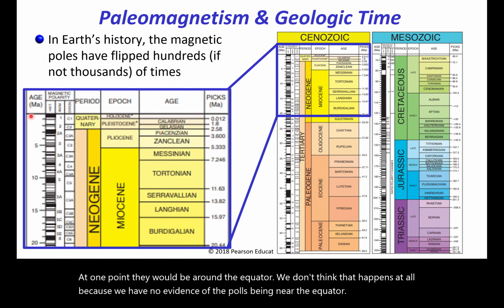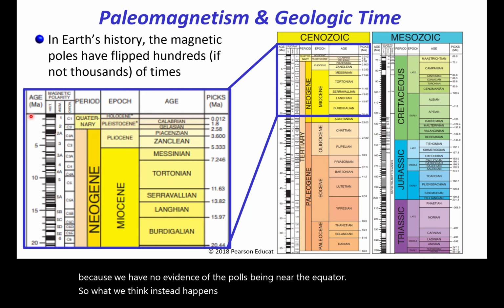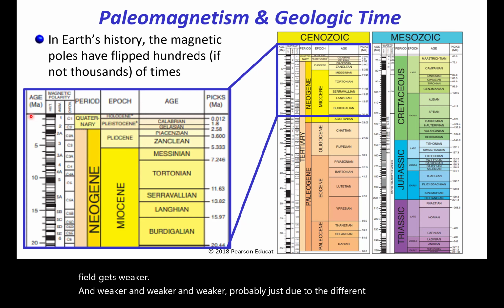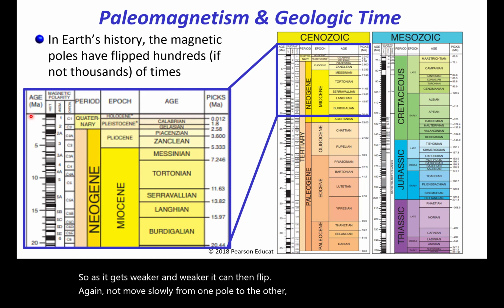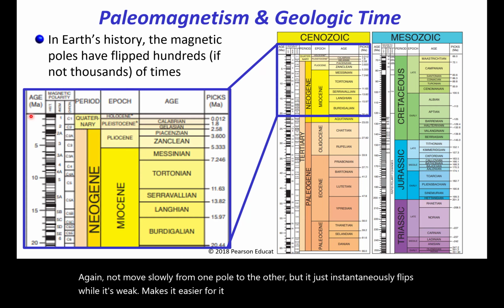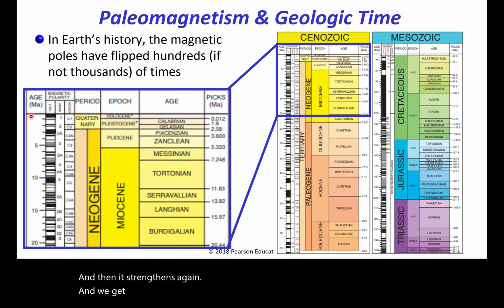So what we think instead happens, which the models back up, is that the magnetic field gets weaker and weaker, probably just due to the different flow dynamics in the core. As it gets weaker, it can then flip. Again, not move slowly from one pole to the other, but it just instantaneously flips while it's weak, which makes it easier for it to flip. And then it strengthens again, and we get a stronger magnetic field. We think that takes about 100,000 years.